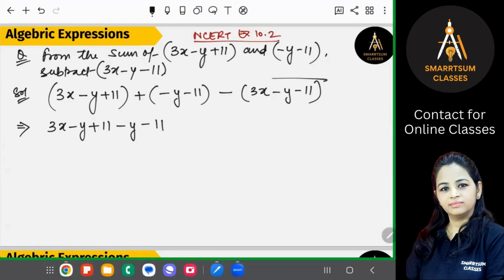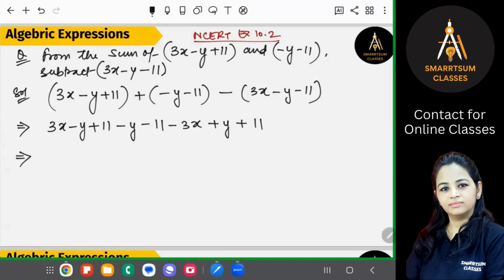Now the third bracket. Look here, and there is a negative sign outside. That is the sign of subtraction. So what we will do, we will change the sign. We will reverse the sign of each and every term inside. So 3x is positive here, so it will become negative 3x. Minus y is negative here, so it will become plus y. And minus 11 is negative here, so it will become positive. Right? So in this way, we have opened each and every bracket, and we have written each and every term together.